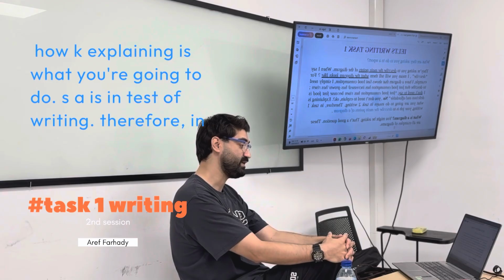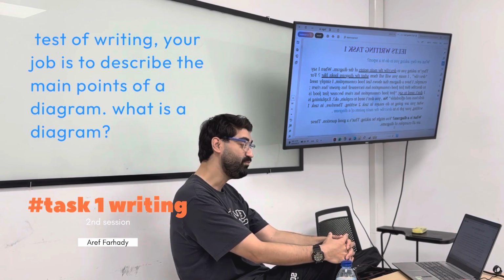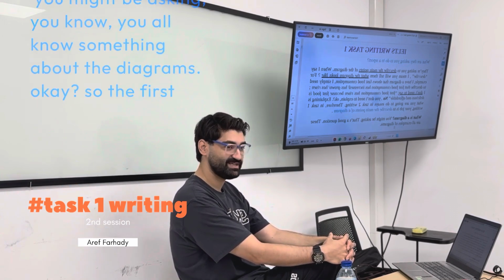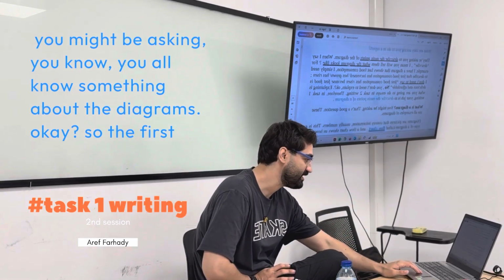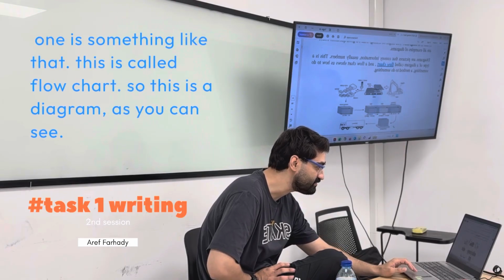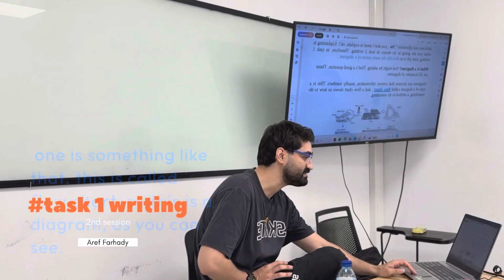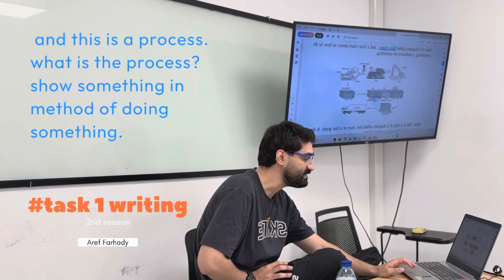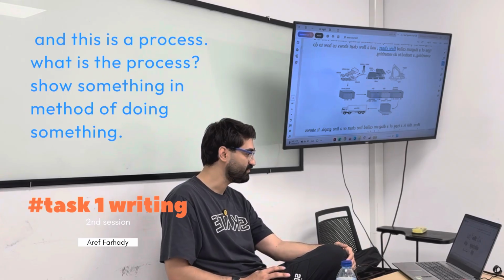Unlike essays in task 2 writing, in task 1 writing your job is to describe the main points of a diagram. What is a diagram, you might be asking. You all know something about diagrams, okay? So the first one is something like that. This is called a flowchart. So this is a diagram, as you can see, and this is a process.